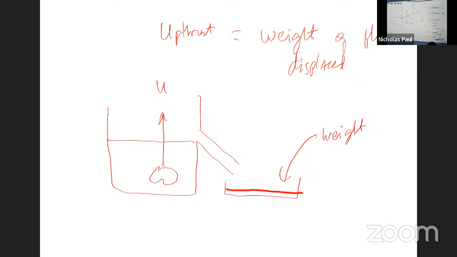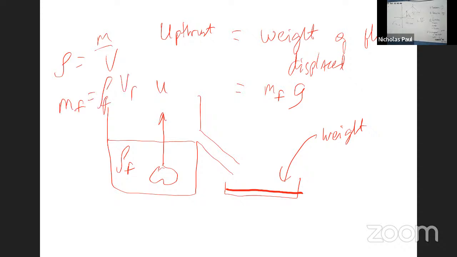Everybody okay with that? So how do you find upthrust? Well, we need to find the mass of the fluid and multiply it by gravity. But suppose they don't give you the mass of the fluid. All they give you is the density of the fluid. Then you have to go to the formula: density is mass on volume. And you will see that the mass of the fluid is also density of the fluid by the volume of the fluid. So you can also use this formula here: density of the fluid by volume of the fluid by gravity.